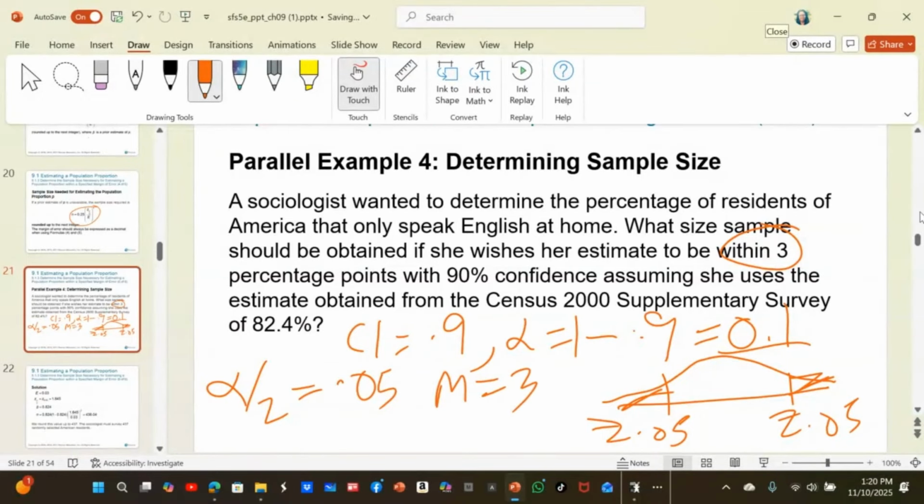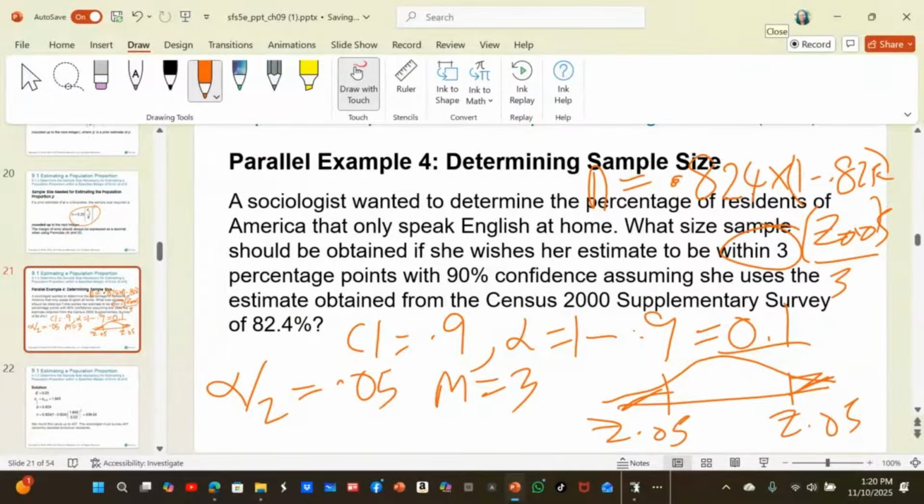So I am going to calculate, but before I calculate, I need to write the formula. So the formula will be n is equal to, I am given success to be 82.4, which is the same as 0.824, multiplied by 1 minus 0.824, then multiplied by the critical value, which is Z alpha over 2, Z.05, over the margin of error, which is 3 points, all squared. So I have written the formula I need.